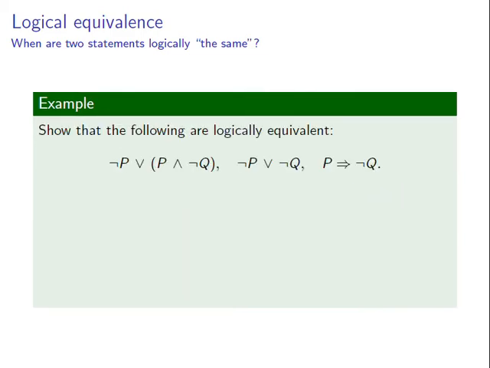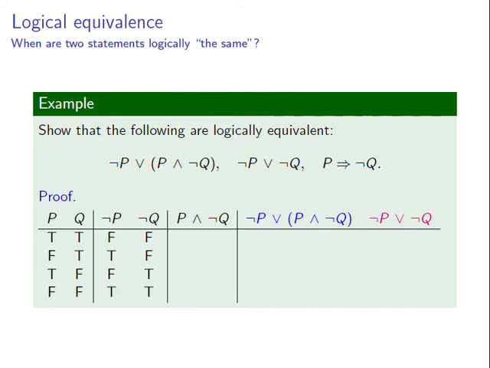In this next example, we show using truth tables that the propositional forms either not P or both P and not Q, not P or not Q, and P implies not Q are logically equivalent. The truth values of not P and of not Q are the opposite of the truth values of P and of Q, respectively. P and not Q is true if and only if P is true and not Q is true. It is false for all other cases.